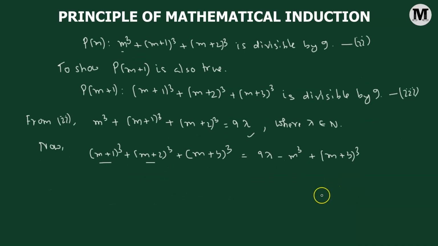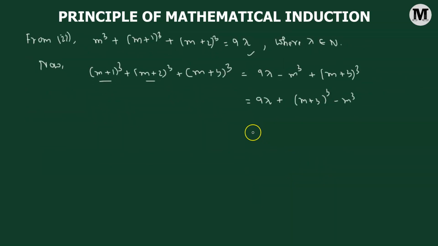Fine. So this is going to be equal to 9 lambda added to, now what we have here is (m plus 3) whole cube minus m cube. So this is the difference of two cubes. We have a standard formula for finding the difference of cubes. So that's simply going to be (m plus 3 minus m) multiplied by (m plus 3) whole squared, then added to the product of m and (m plus 3) added to m squared.